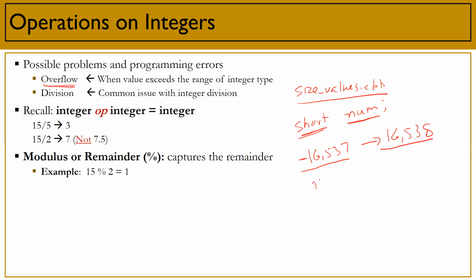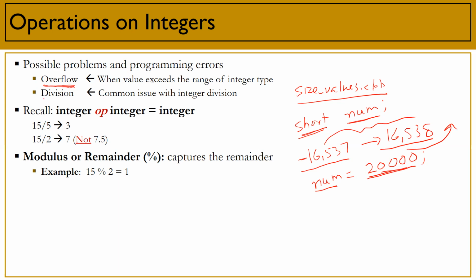Now, if I assign num is equal to 20,000, you see that this 20,000 is exceeding the range, so the overflow will happen with this num. Num will not store this 20,000, rather it will store something in between these values, which is incorrect. So that's called the overflow problem.